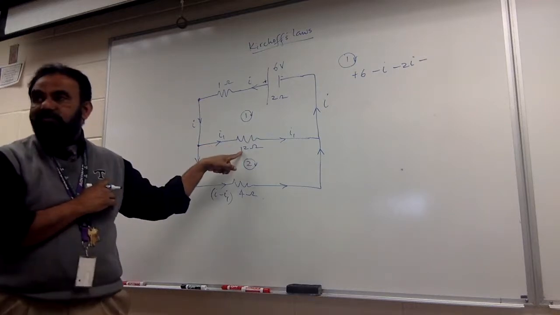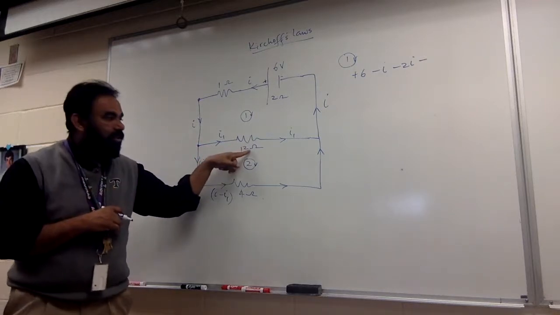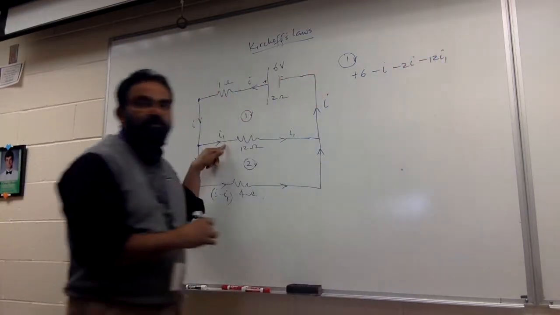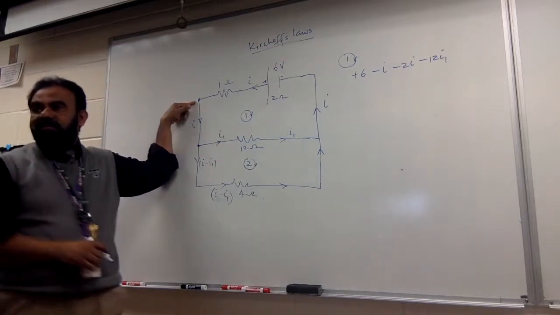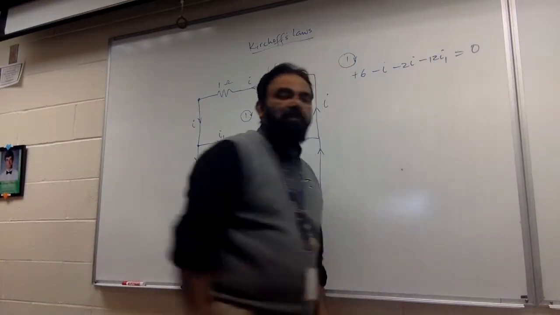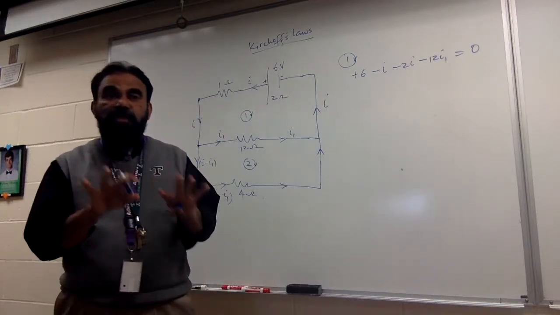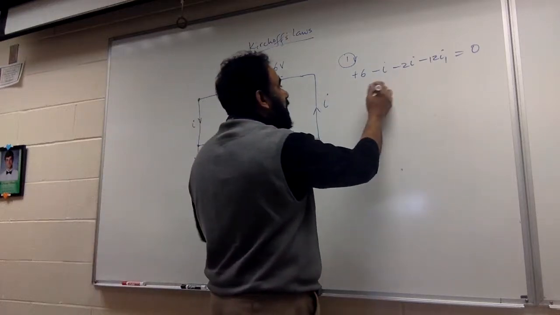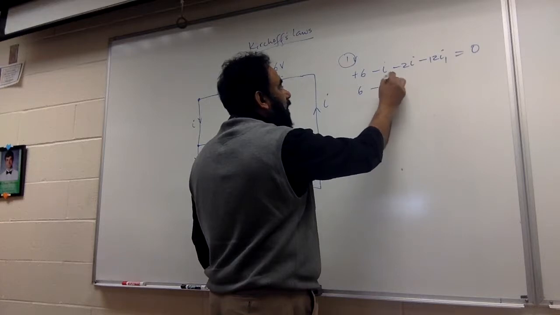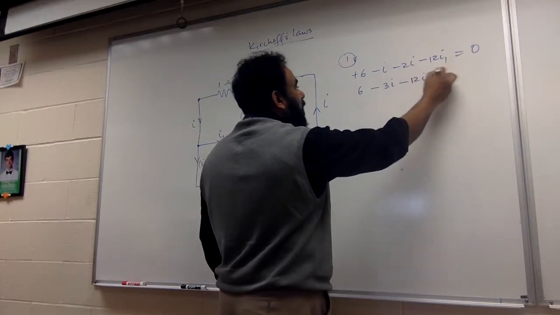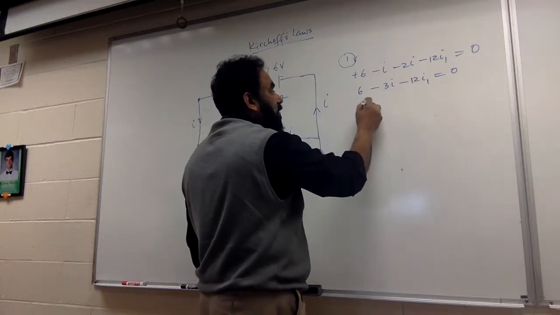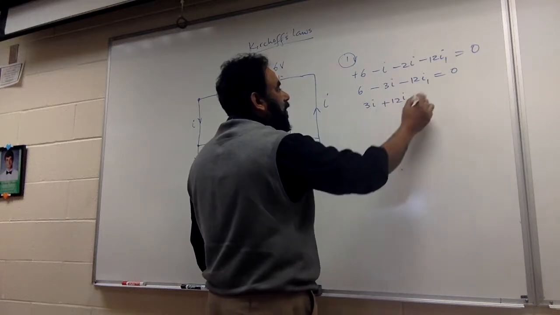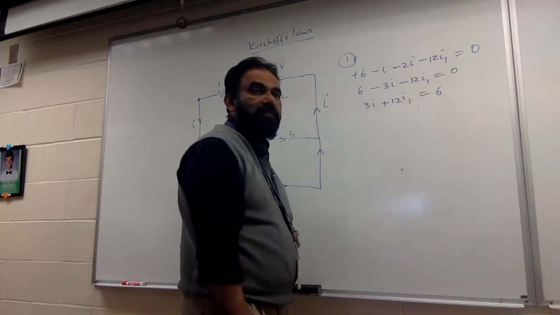I1. The current is different now. Through the 12 ohms, the current is not I, it's I1. So it's negative 12 I1. And Kirchhoff's second law says all this must be equal to 0. So now simplify that a little bit and make it into a decent equation. 6 minus 3i minus 12i1 is equal to 0. So I can write it as 3i plus 12i1 equal to 6. Right?